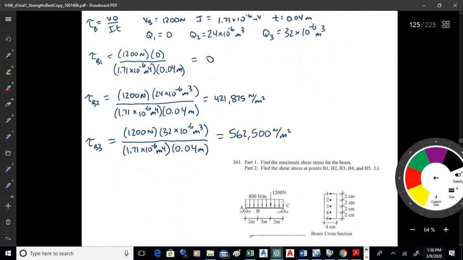So you just plug in everything. So there's tau for B1, B2, and B3. You'll notice that that shear maximizes there at the neutral axis. That's where it's maximum at. It's down the center of the beam.